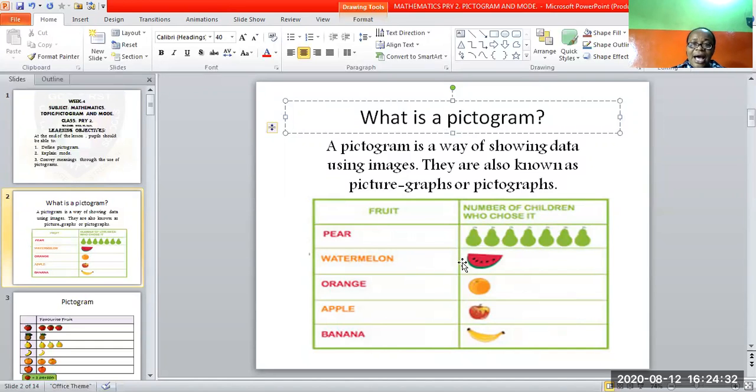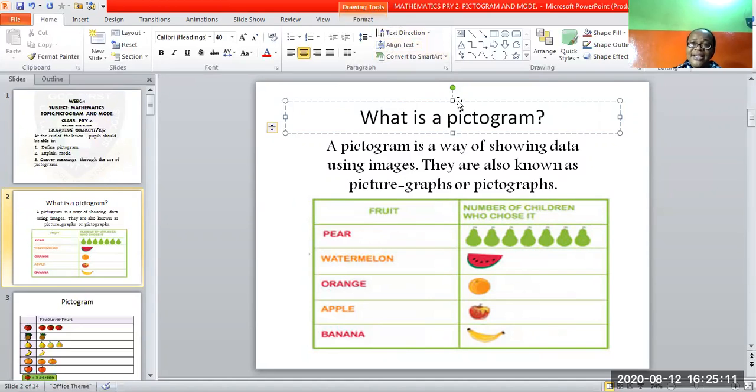Now, watermelon: how many children ate watermelon? Just 1. How many for the orange? Just 1. How many for apple? Only 1. And banana, just 1. One child each. Only one out of all these children took only one orange. Another child picked only an apple and another a banana. So most of the children in the group took pear.